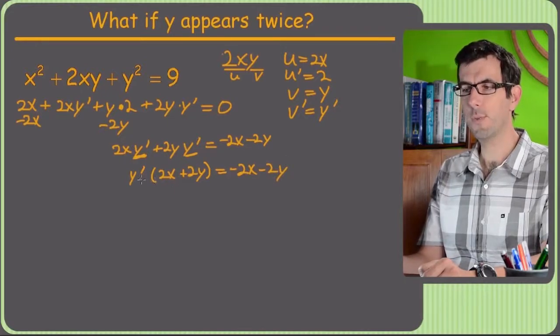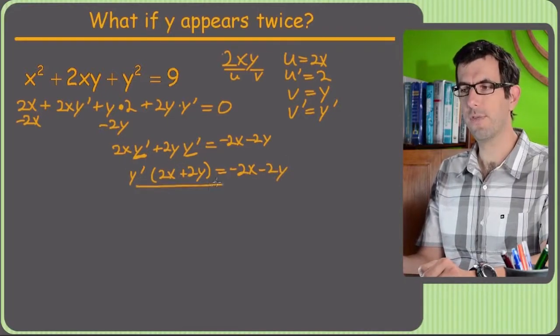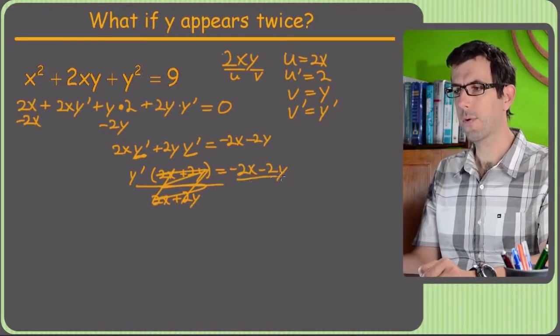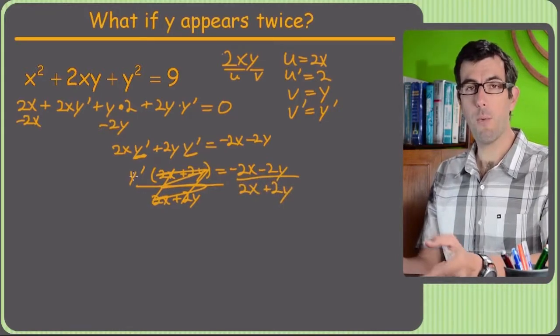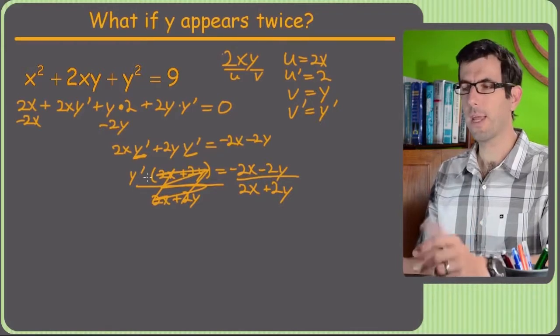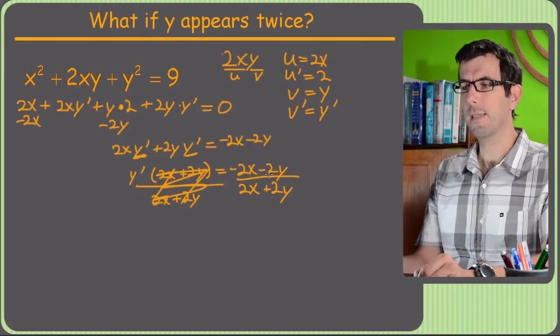Now here's what's awesome: once you factor it out, all we have to do is divide by whatever's in the parentheses. So 2x plus 2y will cancel all that junk. And of course I have to do the same thing to the other side. So at this point I've got y prime, and that's the whole point of the problem, trying to find out what y prime is. It's kind of this messy fraction.